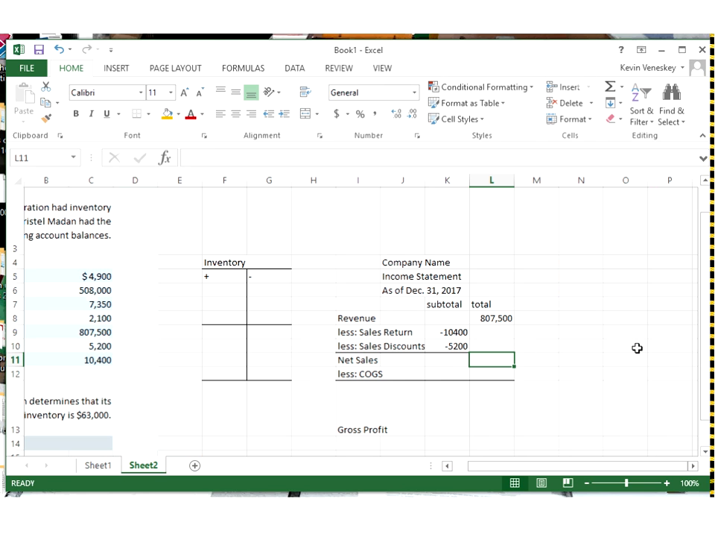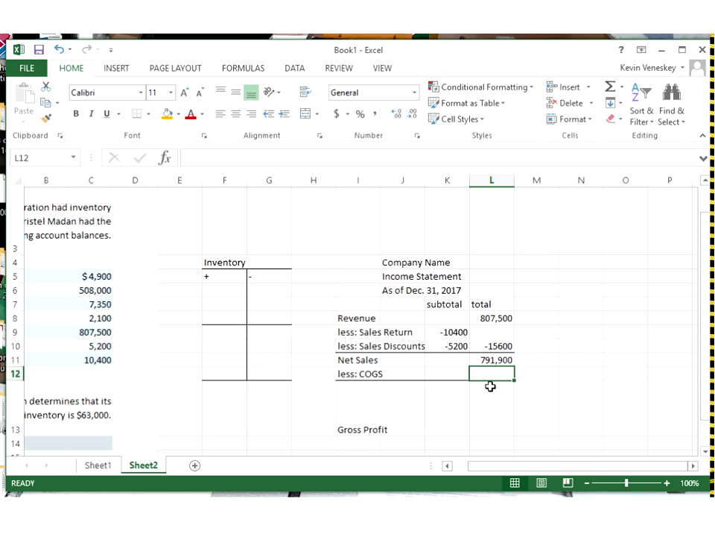So over here to the side, I'm going to go ahead and total them up to get in my total column. So we got a negative $15,600 that's going to come off my base revenue, and that's going to give me my net sales. So if I take the $807,500 and subtract the negative here, or add in the negative in this case, I get a net sales of $791,900.